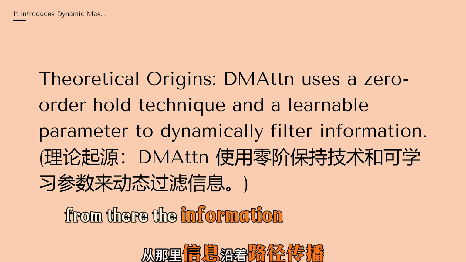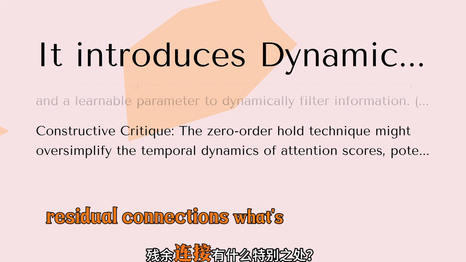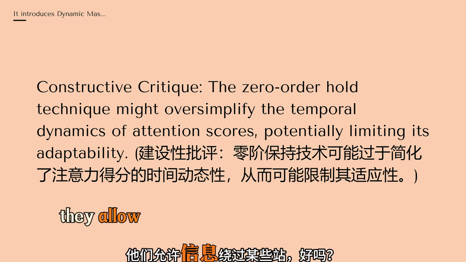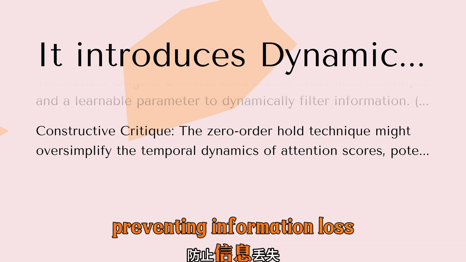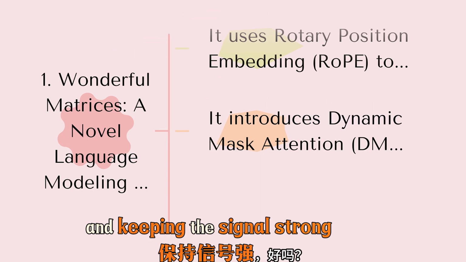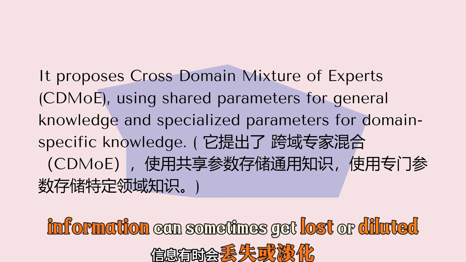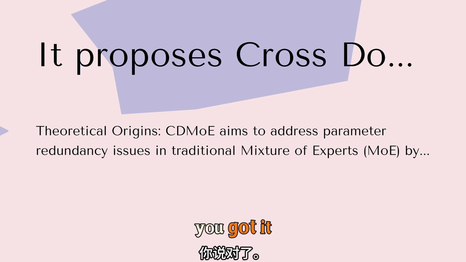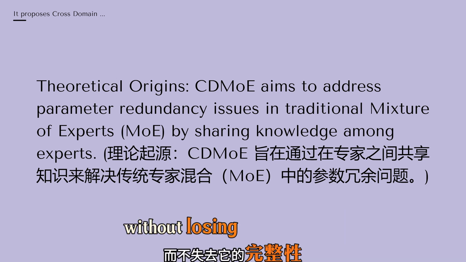From there, the information travels along pathways called residual connections. What's so special about those? Think of them as express lanes within the factory. They allow information to bypass certain stations, preventing information loss and keeping the signal strong. In deep neural networks, information can sometimes get lost or diluted as it travels through multiple layers. Right, so it's like making sure the materials don't get lost or damaged as they move through the factory. You got it. Residual connections provide shortcuts so that the information can reach its destination without losing its integrity.